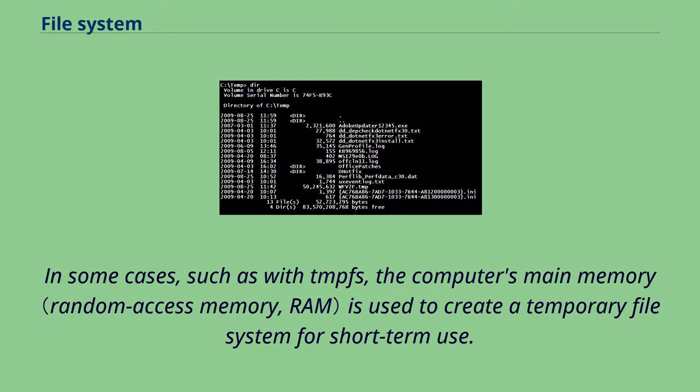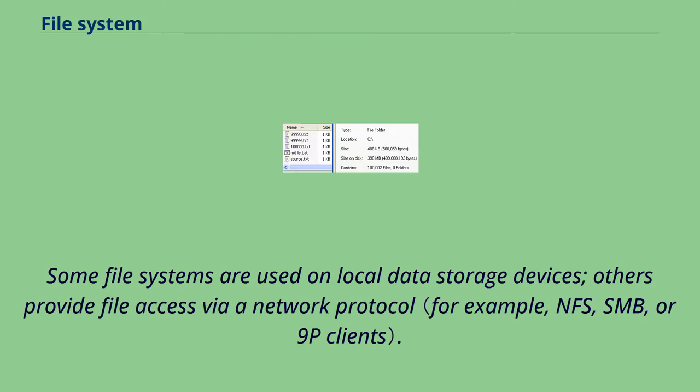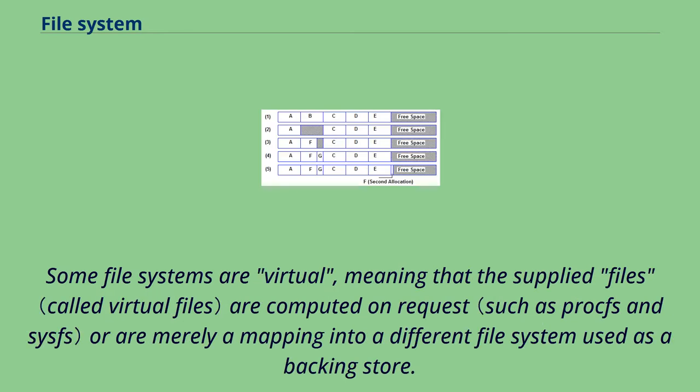In some cases, such as with TMPFS, the computer's main memory is used to create a temporary file system for short-term use. Some file systems are used on local data storage devices, others provide file access via a network protocol. Some file systems are virtual, meaning that the supplied files are computed on request or are merely a mapping into a different file system used as a backing store.